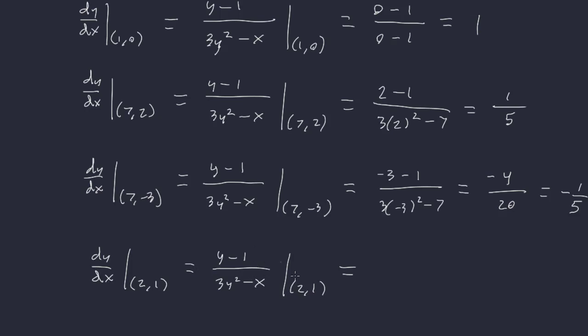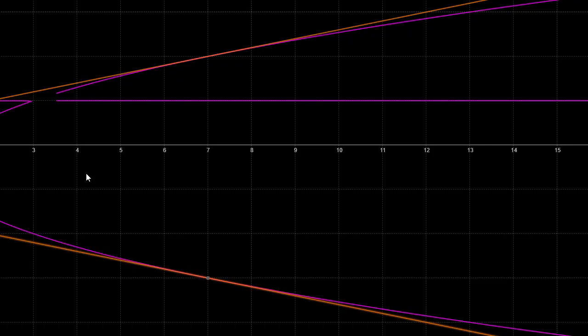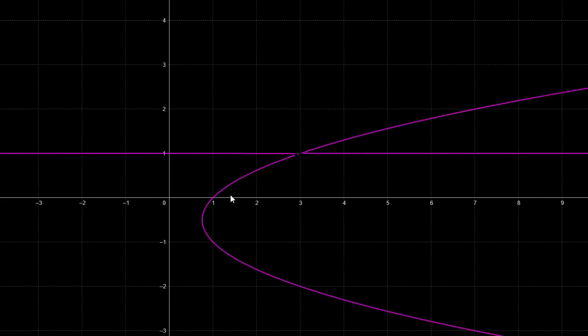Right, next up, we're going to evaluate the derivative at the point (2, 1). So y is 1, so you get (1 - 1) over 3 times 1 squared minus 2. So we end up with 0 over 3 minus 1, which is 1. So that's 0. Well, that's exactly what we have here on the graph. Let me get rid of these. At (2, 1), the line is constant. All right, the graph is constant here at (2, 1), so we should get 0. In fact, any point along here, we should get 0, except maybe at (3, 1). So let's see what's happening at (3, 1).